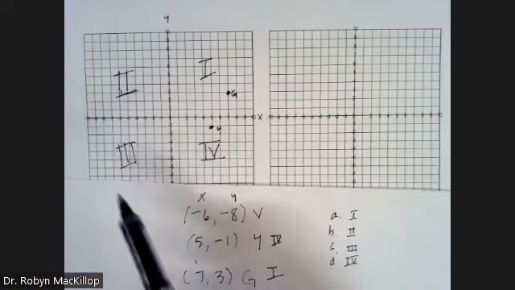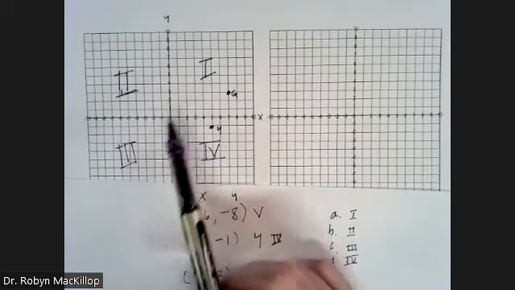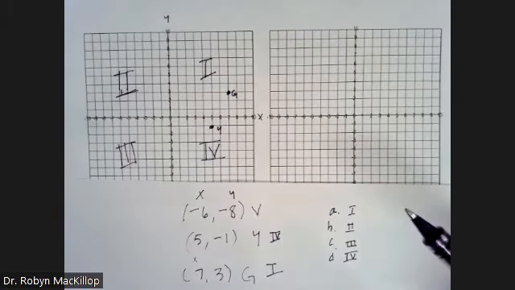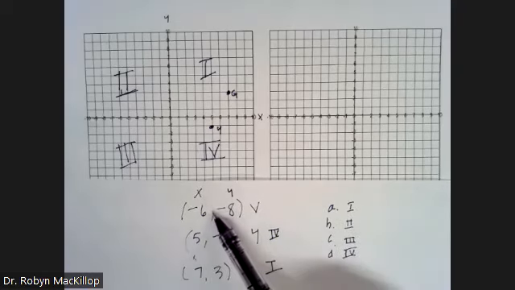So, if you get a question on the quadrants, you'll only have one. And in case that is like -6 and -8, how do you get that negative?